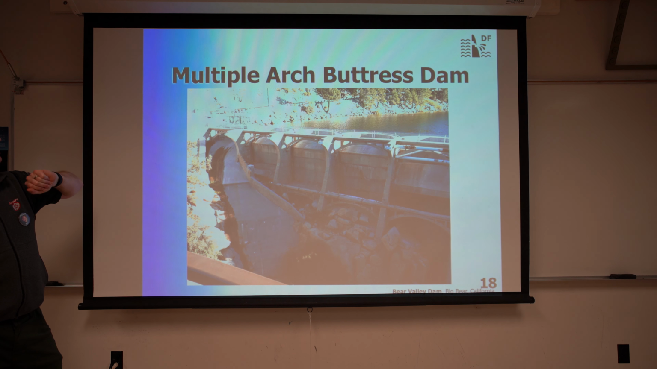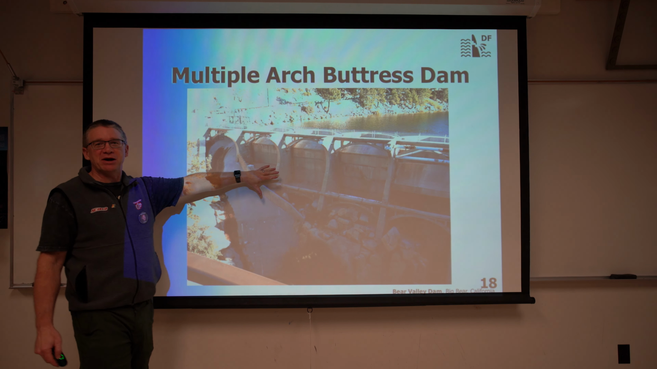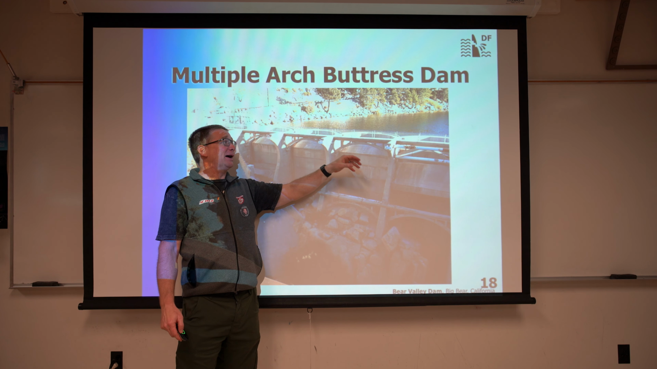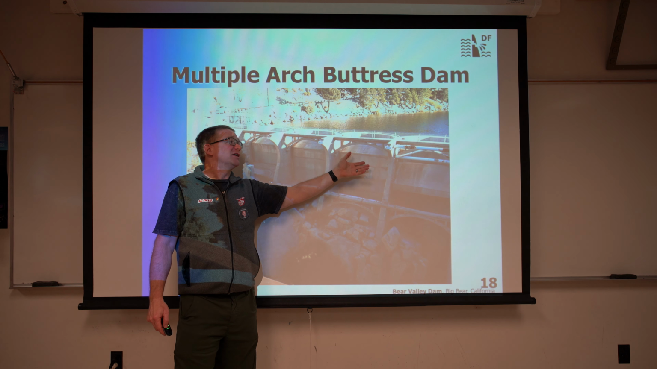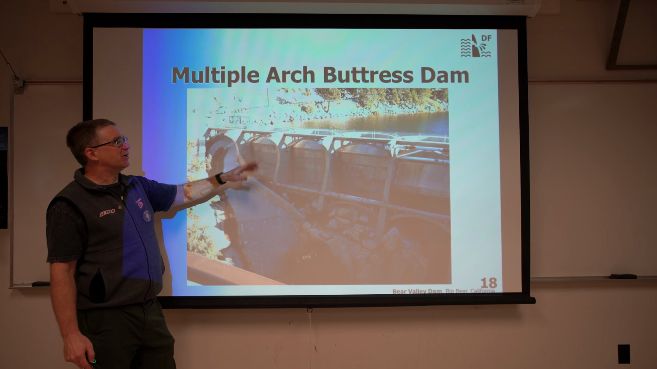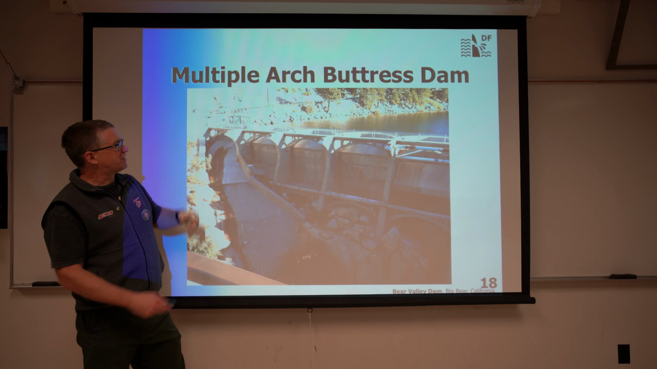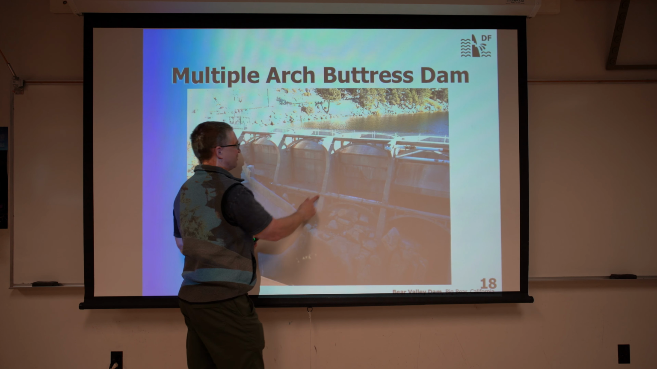This is an example of what's called a multiple arch and buttress dam. This is the one up at Big Bear. If you've ever been to Big Bear, you know Big Bear Lake is up there, a beautiful lake. I love Big Bear. But it's a reservoir. It's technically not a natural lake. It's this dam here on the western end of the lake that creates the lake itself, the reservoir. You have these multiple arches here and then these buttresses here.